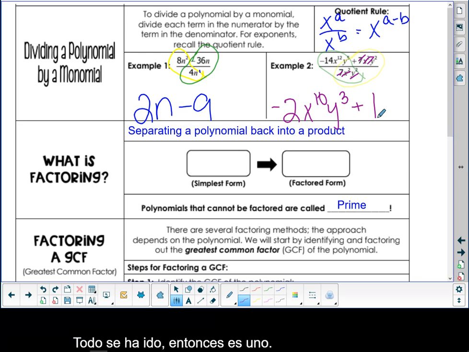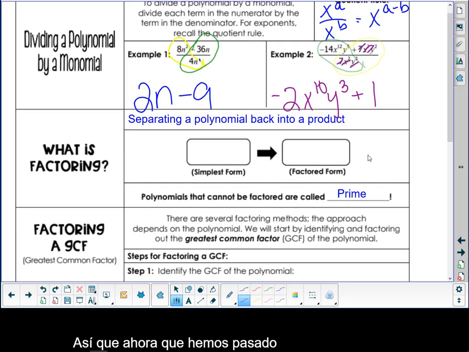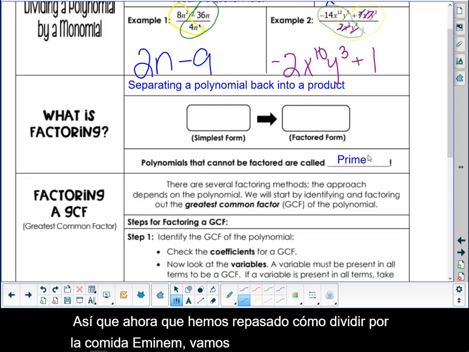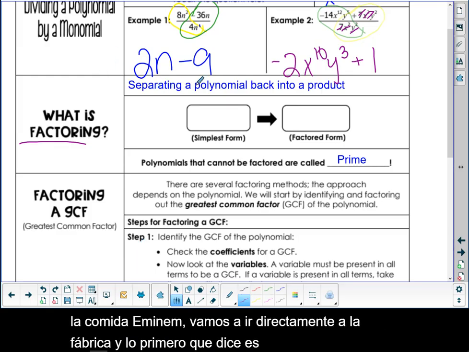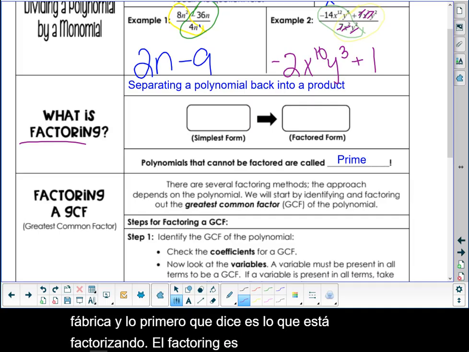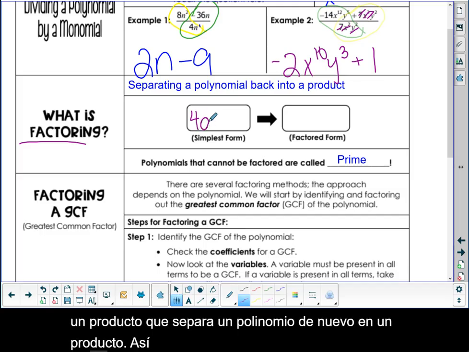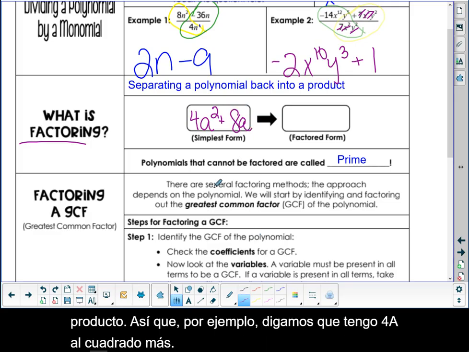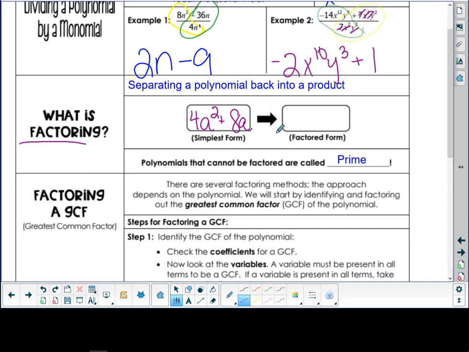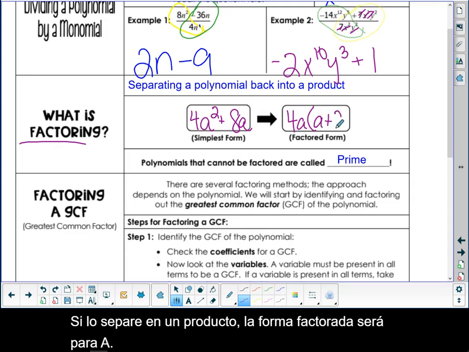So now that we have gone over how to divide by a monomial, we're going to go straight into factoring. And the first thing it says is, what is factoring? Factoring is separating a polynomial back into a product. So, for example, let's say I have 4a squared plus 8a. If I separate that back into a product, the factored form is going to be 4a times a plus 2.